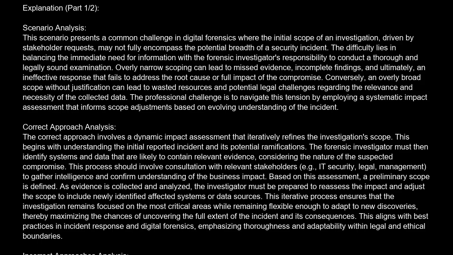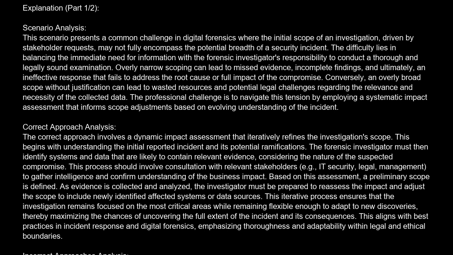Conversely, an overly broad scope without justification can lead to wasted resources and potential legal challenges regarding the relevance and necessity of the collected data. The professional challenge is to navigate this tension by employing a systematic impact assessment that informs scope adjustments based on evolving understanding of the incident.